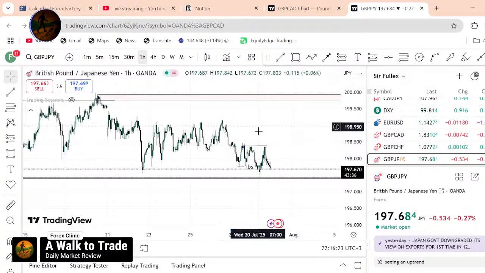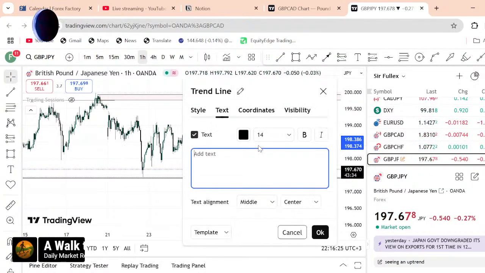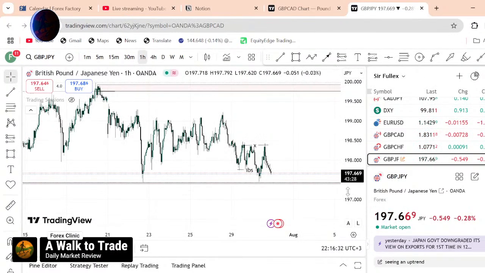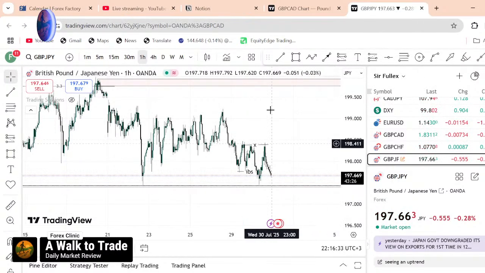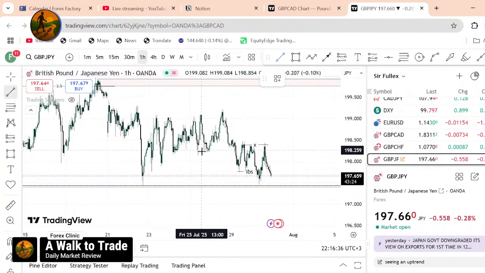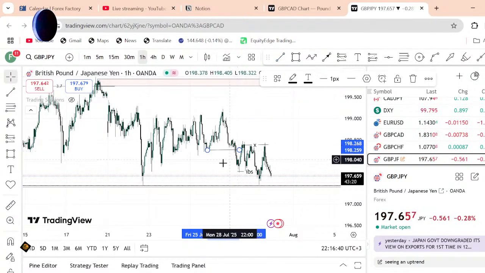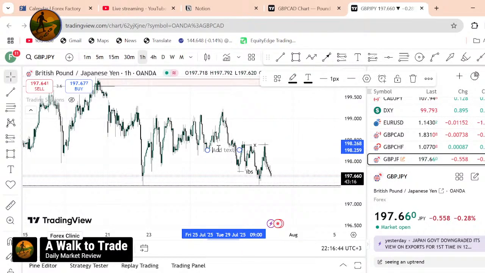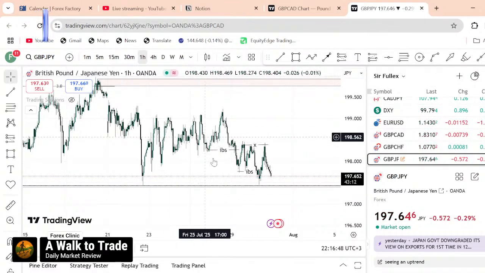Price failed. Price failed to close above that zone. Price failed. Because these are just an EBS, I call them EBS. Is it EBS or IBS? IBS. Another IBS. So that's internal break of structure.